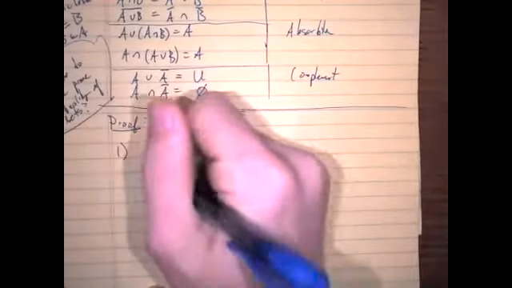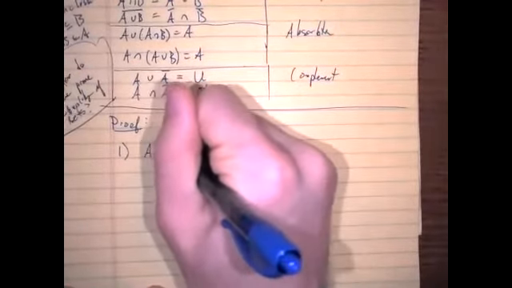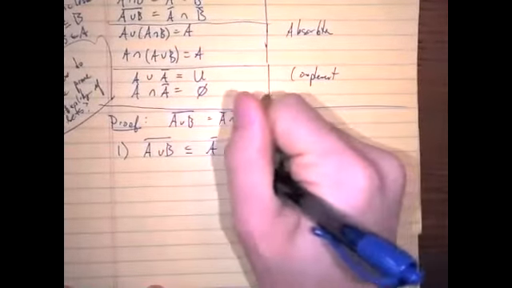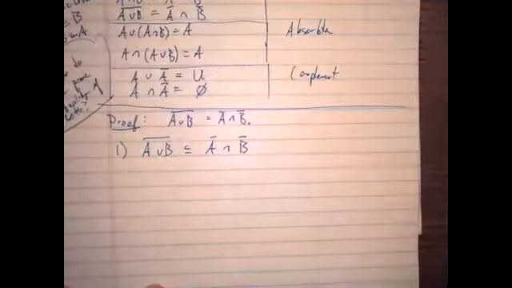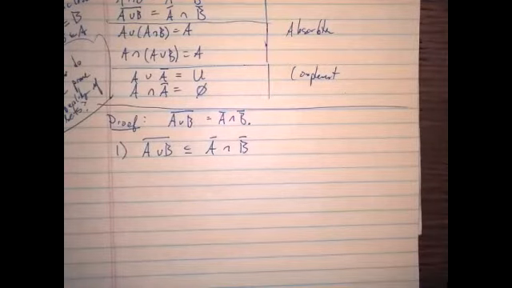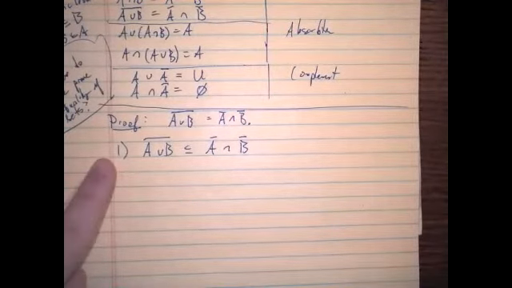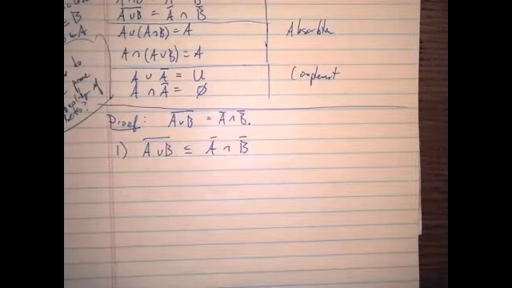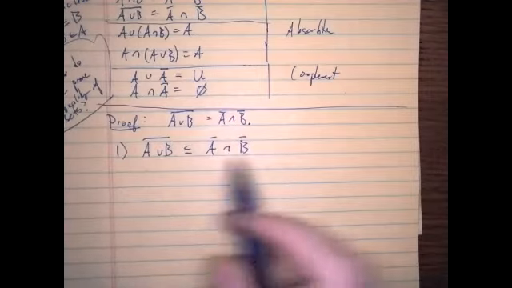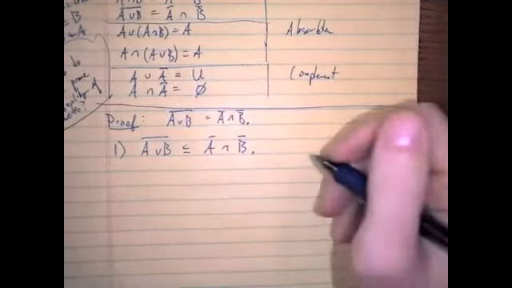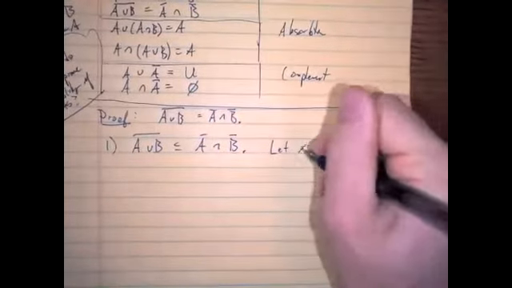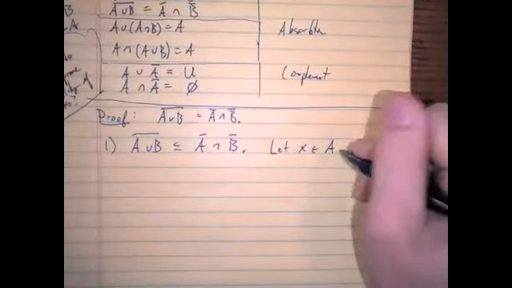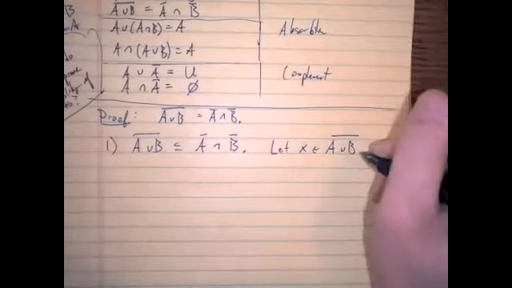Okay, so there are 2 parts to this proof. The first thing that I want to show is that (A union B) complement is a subset of A complement intersect B complement. This is part 1 of the proof. If I'm trying to show something like this, I start off with: let X be inside (A union B) complement.